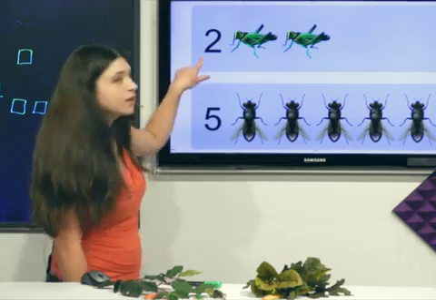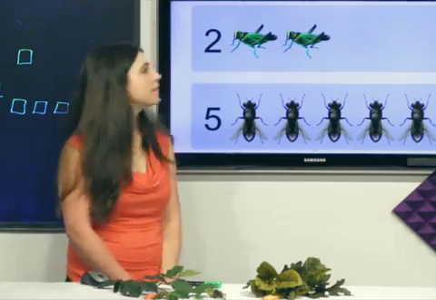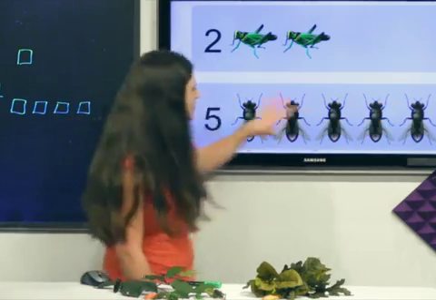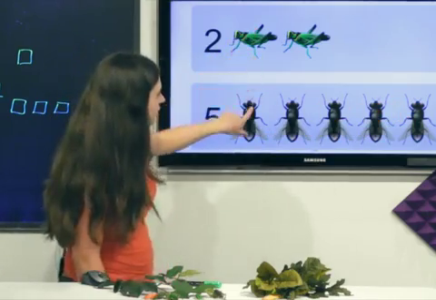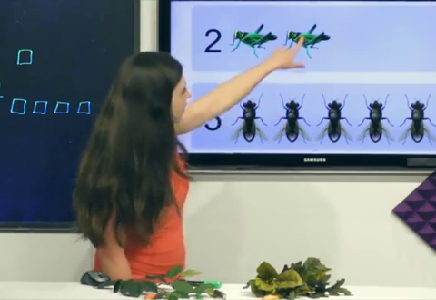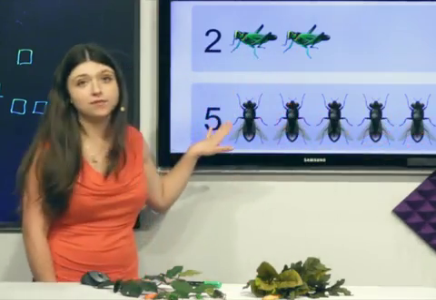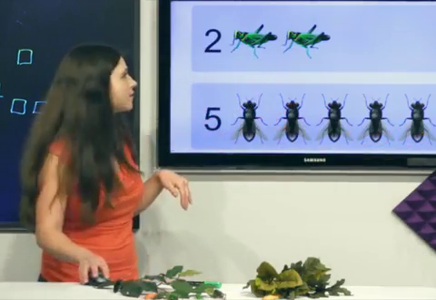Is 2 bigger or is 5 bigger? Which group has more? That's right, it's this group. If you imagine putting these together with an imaginary line, you could put these two together and then you'd have all these more. So 5 is more. You'd click on it and push next.